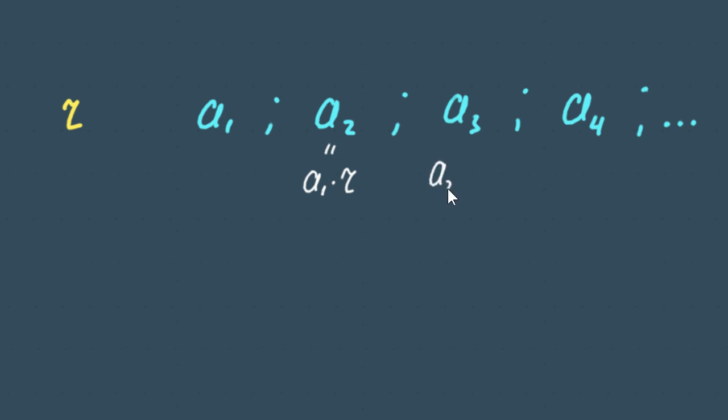We multiply the second term of the geometric progression by this number, we get the third term of the geometric progression. And so on. I multiply the third term of the geometric progression by r, I get the fourth term of the geometric progression. I write down r multiplied by itself 3 times as a power with an exponent of 3. Here the exponent will be 2.